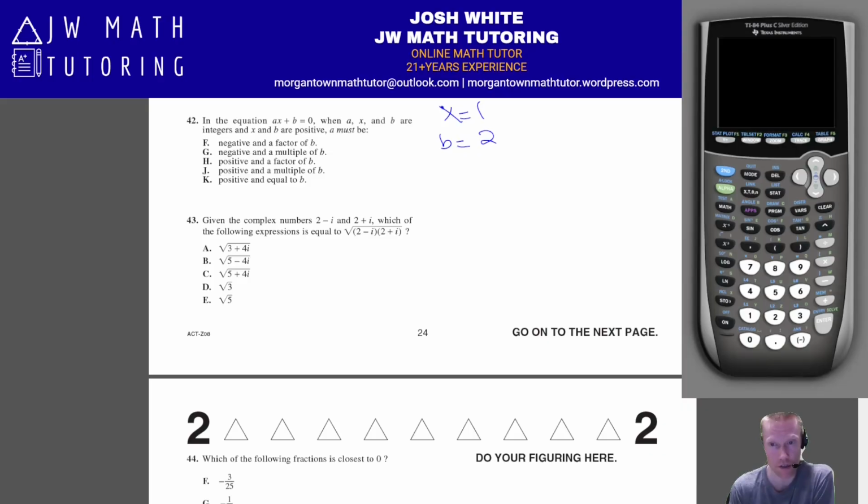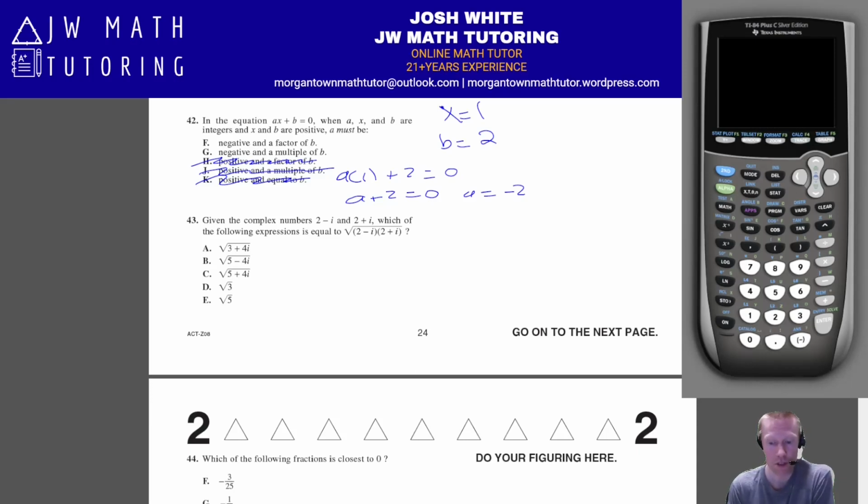So now if I plug those into this equation, I have a times 1 plus 2 equals 0. Or in other words, a plus 2 equals 0. So I get a equals negative 2. So right off the bat, notice that it cannot be h, it cannot be j, it cannot be k, because the value of a I got is negative. Okay? So now the question is: is a a factor of b, or a multiple of b? The answer is actually going to be letter F. It's a factor of b.